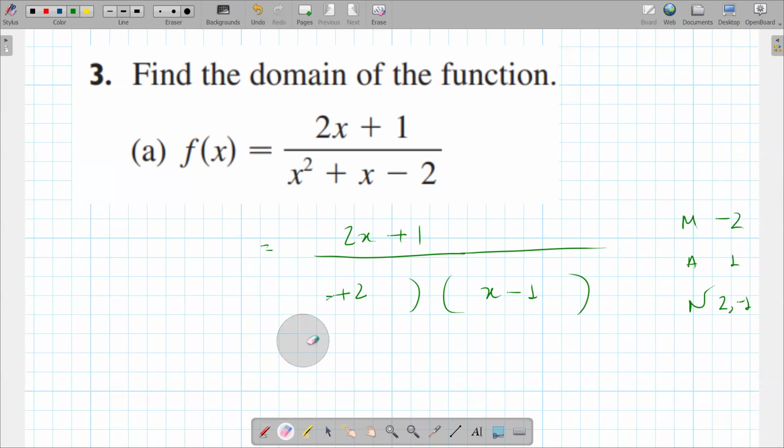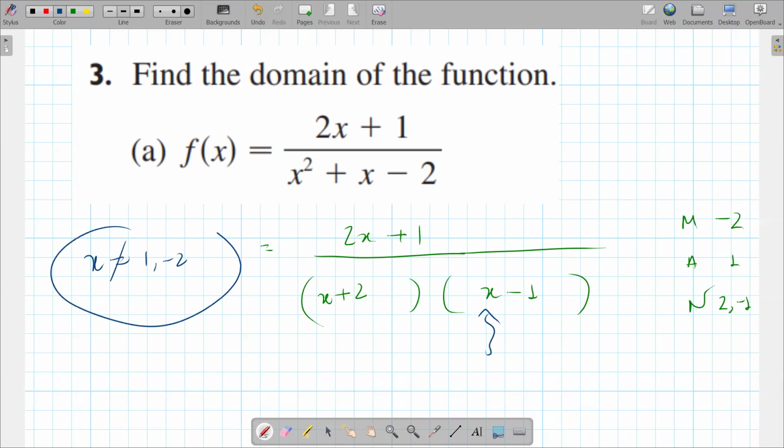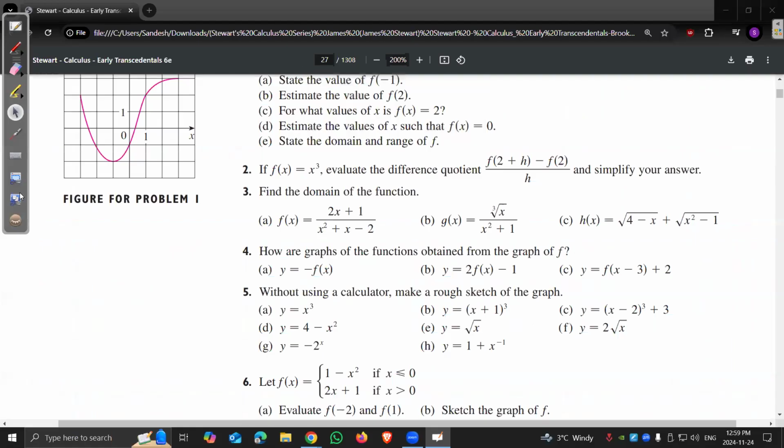Can you tell me what the domain of this function is by looking at this equation? So what are the x values that it cannot take? Okay, think about it that way. 1 and -2. 1 and -2. Perfect. That's it. That's the domain of this function. Easy as that. You just simplify it. You see what gives you a 0 in the denominator.